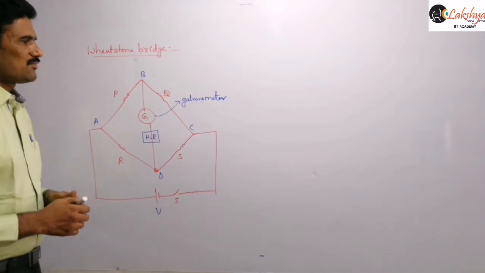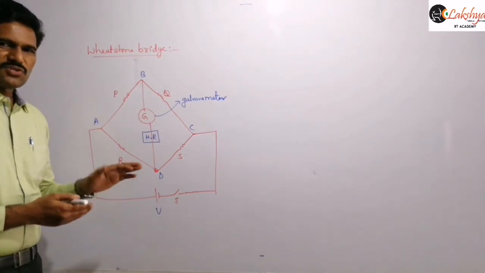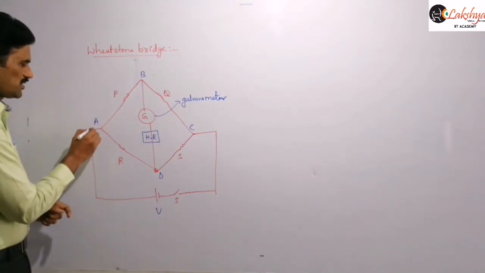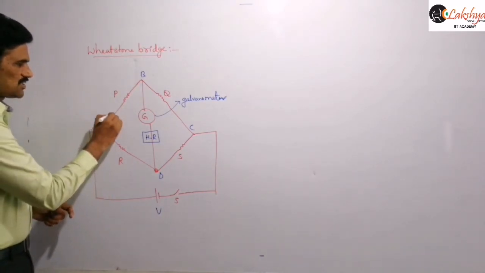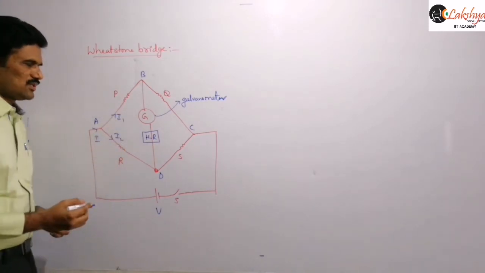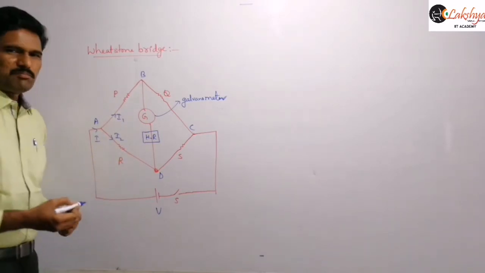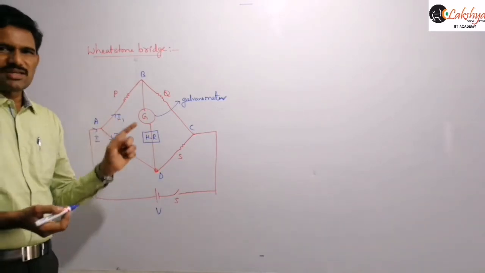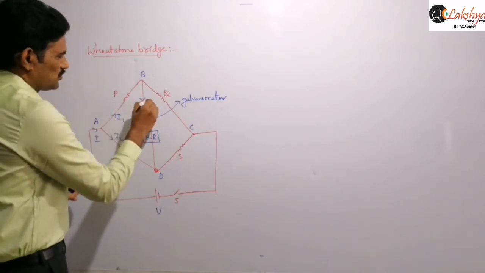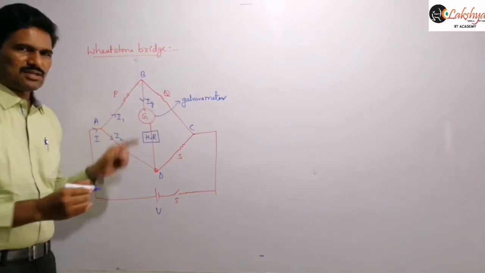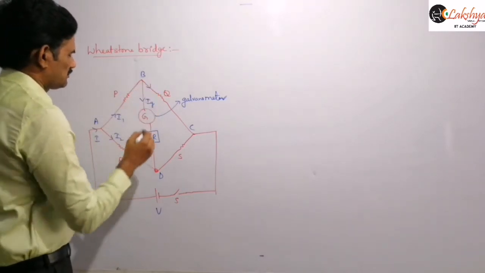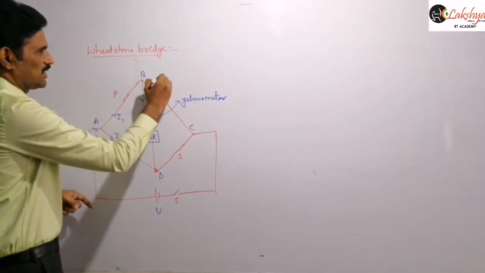Now, by taking the current distribution, we apply the Kirchhoff laws here. I am taking the total current as I, and some current, say I1, is flowing here and I2 is flowing here, right? In BD, we don't know whether current is flowing from B to D or D to B. Because in Kirchhoff law we can assume the current in any direction, I am assuming from B to D.